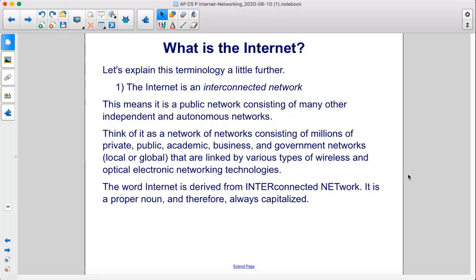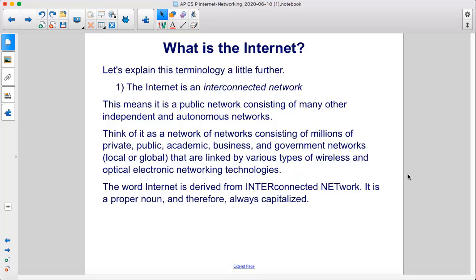Let's explain this terminology a little further. The Internet is an interconnected network. This means it is a public network consisting of many other independent and autonomous networks. Think of it as a network of networks consisting of millions of private, public, academic, business, and government networks, local or global, that are linked by various types of wireless and optical electronic networking technologies.